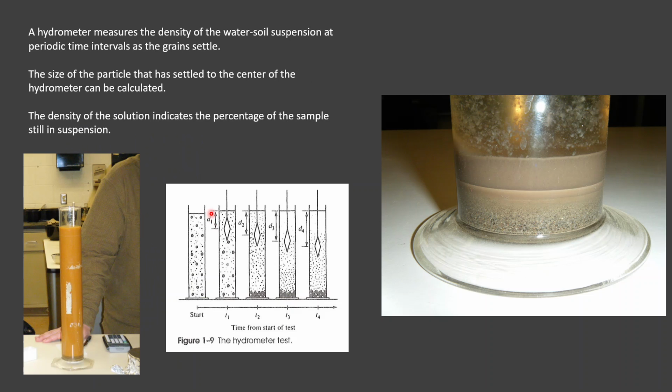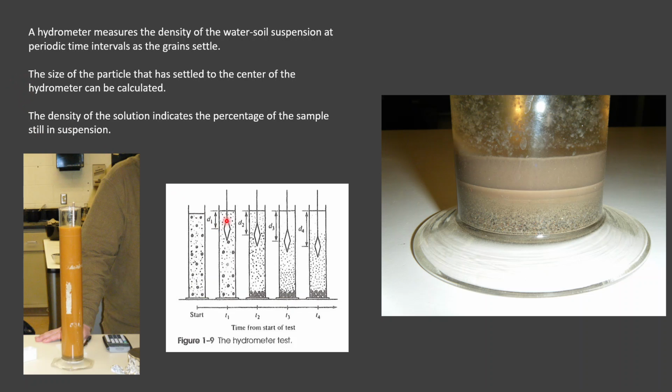But it maintains a consistent velocity, terminal velocity. So the device we use is kind of like a glass bobber. It's called a hydrometer. And a hydrometer measures the density of the water-soil suspension at periodic time intervals as the grains settle out. And you can see the top of that bobber. This is the readable part of the scale sticking up out of the top of the solution there. What we're measuring with the hydrometer ultimately, or what we're calculating, is the size of the particle that is settled to the center of the hydrometer.